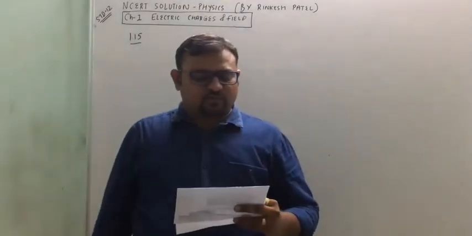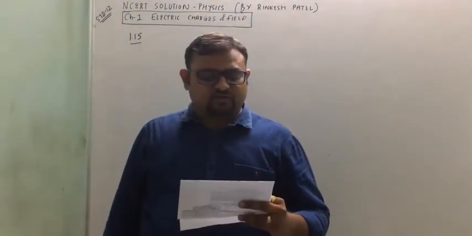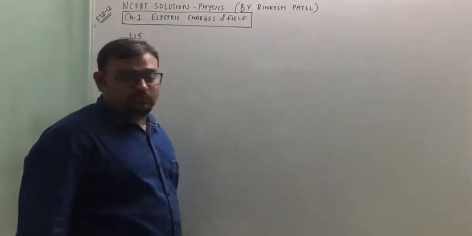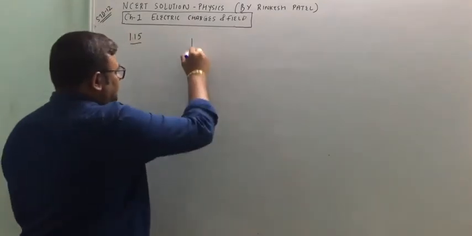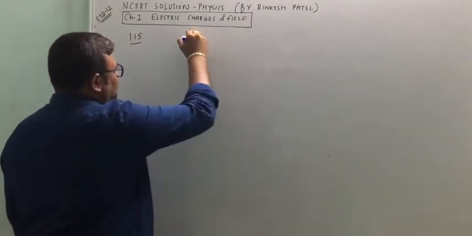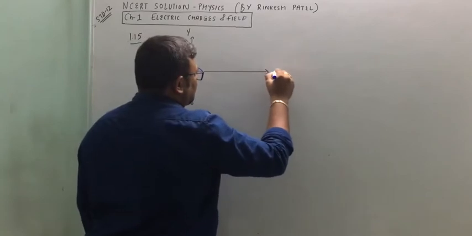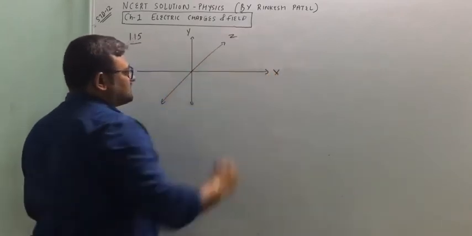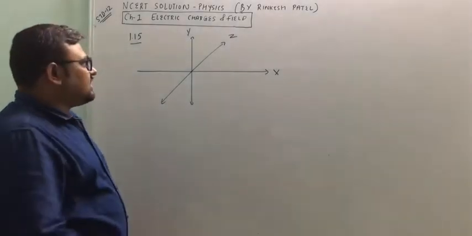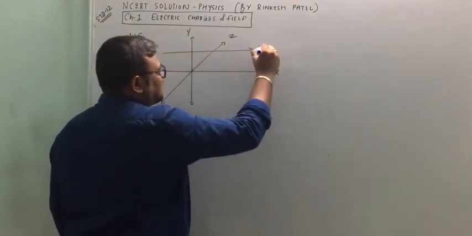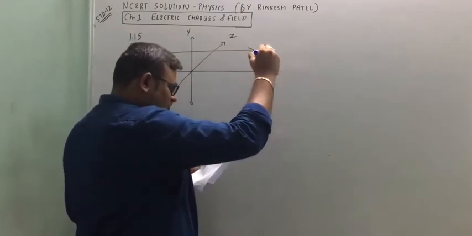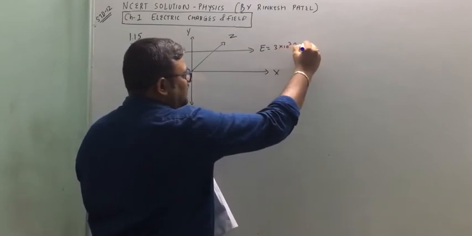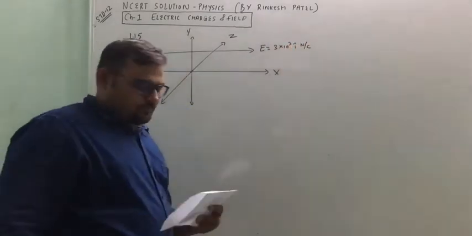Consider a uniform electric field 3 into 10 raised to 3 i. It means the direction of the electric field is towards the positive x-axis. Let's take this as the y-axis, this as the x-axis, and this as the z-axis. The direction of the electric field is towards the x-axis. E is equal to 3 into 10 raised to 3 i Newton per Coulomb.